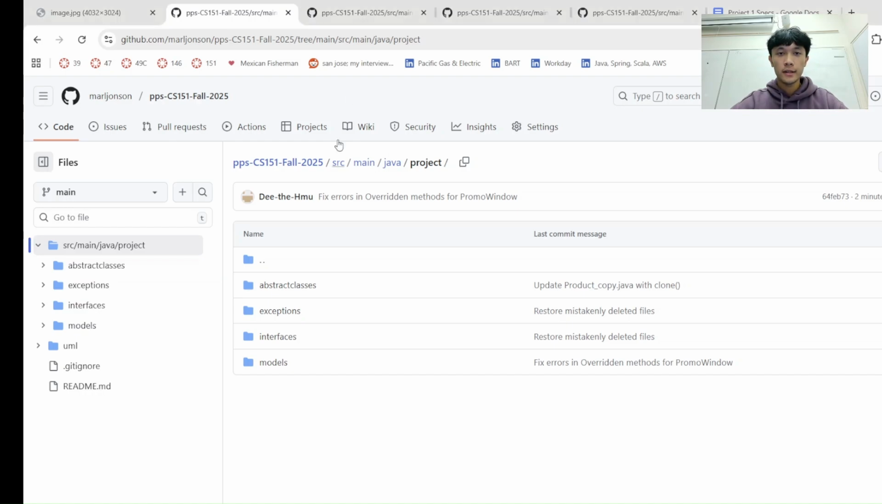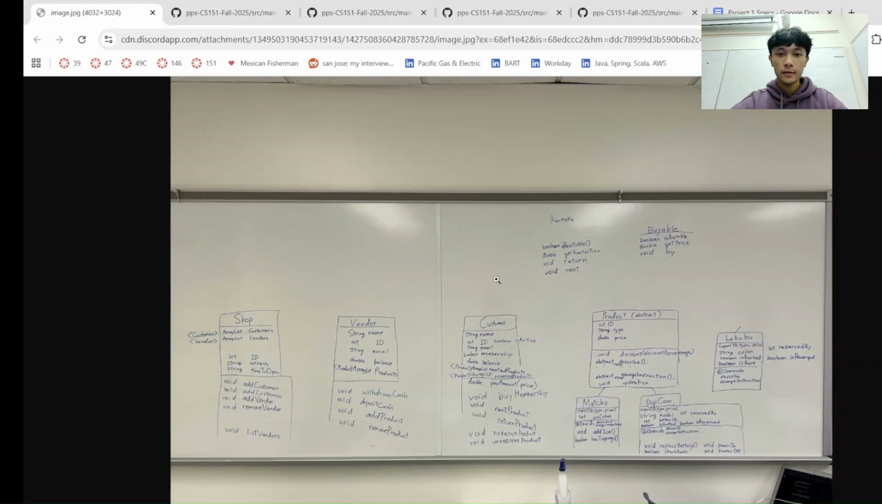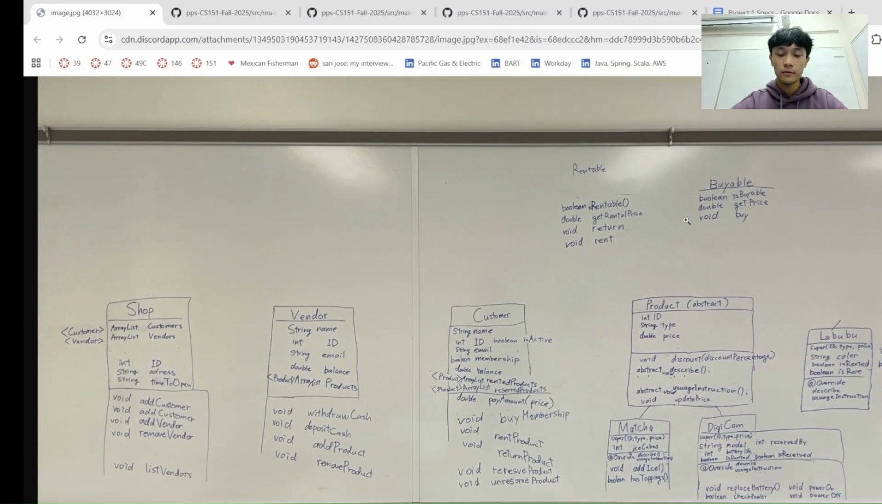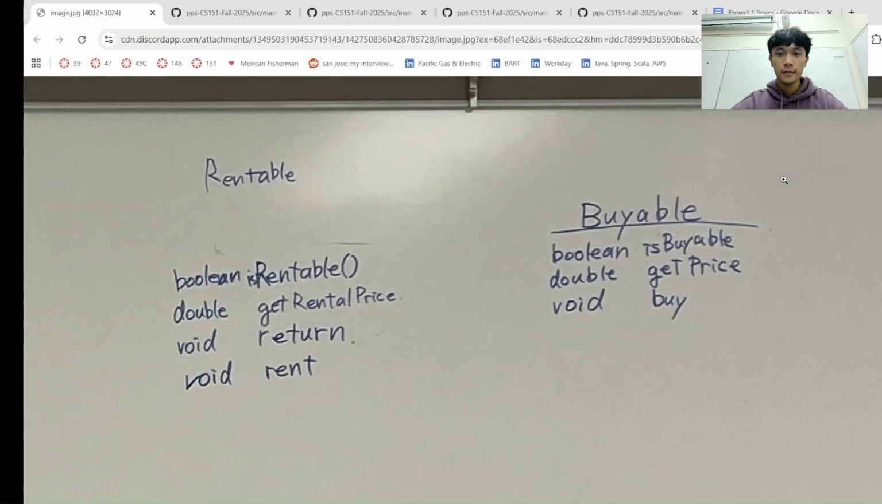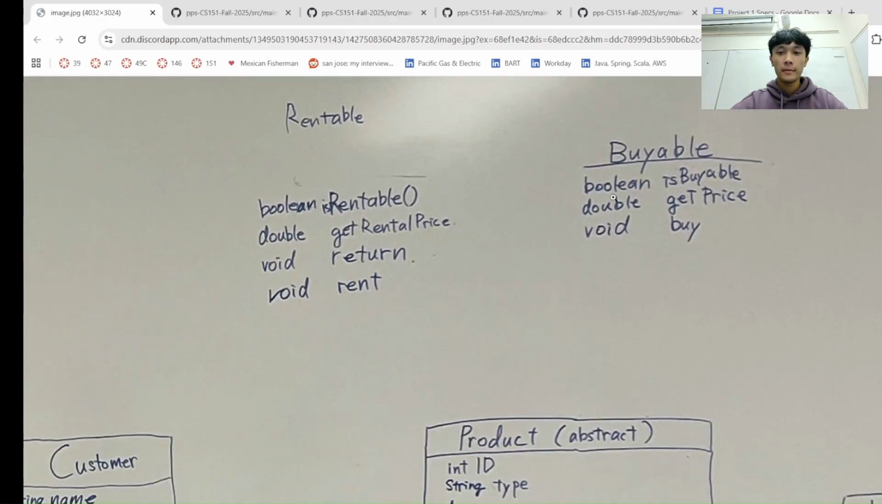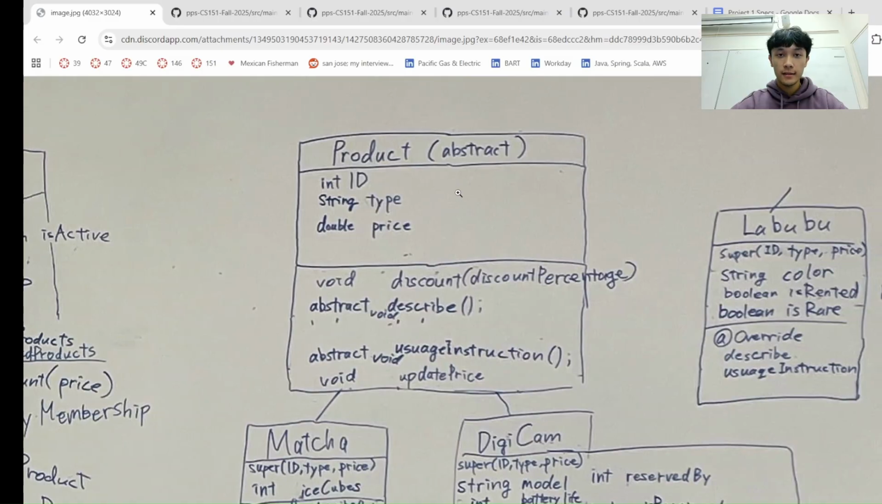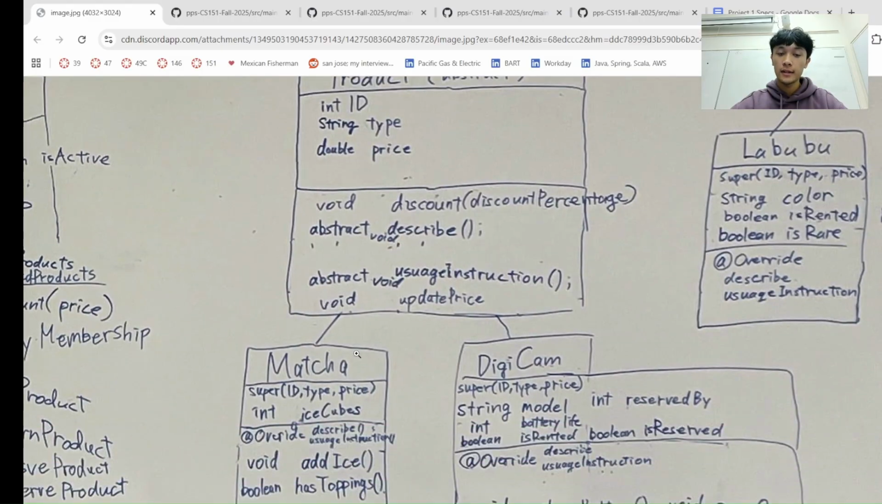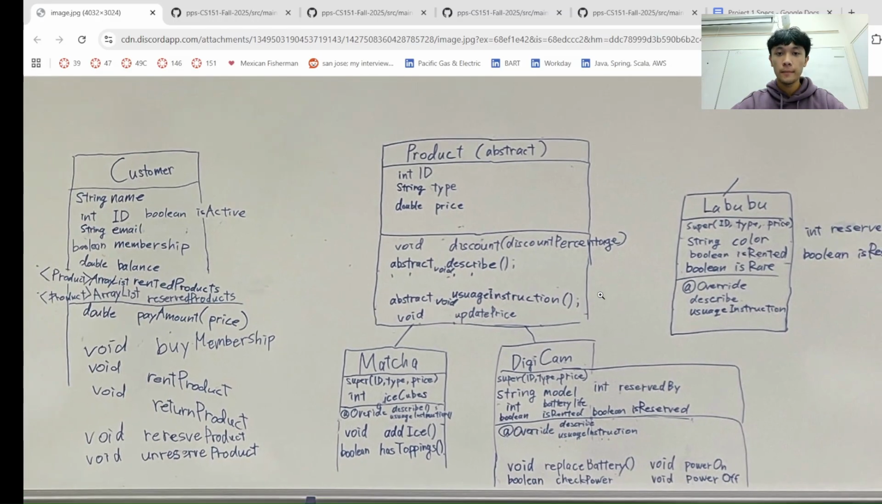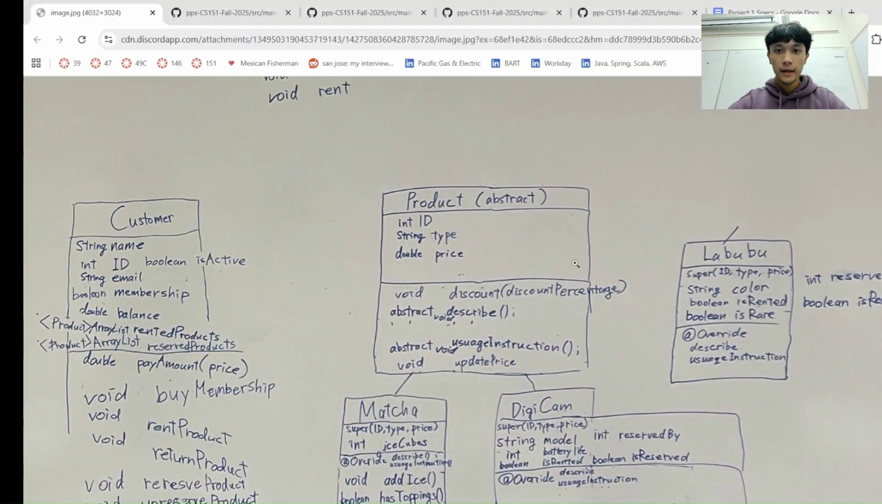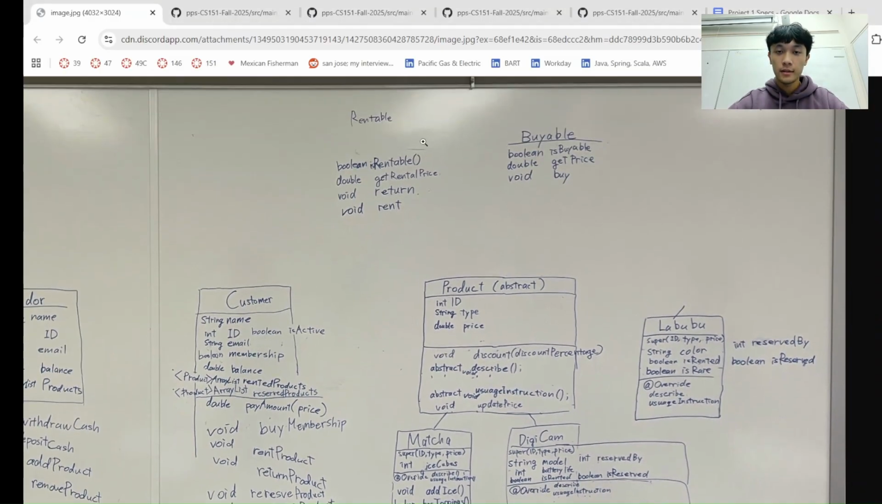Now one of the interesting design problems that we faced was early on when we were deciding how we would structure this performative pop shop. We had 2 interfaces, rentable and buyable. We also had a product abstract class from which we had 3 products that would extend it: matcha, digicam, and labubu. So initially we were trying to figure out how we would incorporate these 2 interfaces, rentable and buyable, into matcha, digicam, and labubu. Would we be able to rent all 3, buy all 3, some combination for each? Would each of them have just either rentable or buyable?